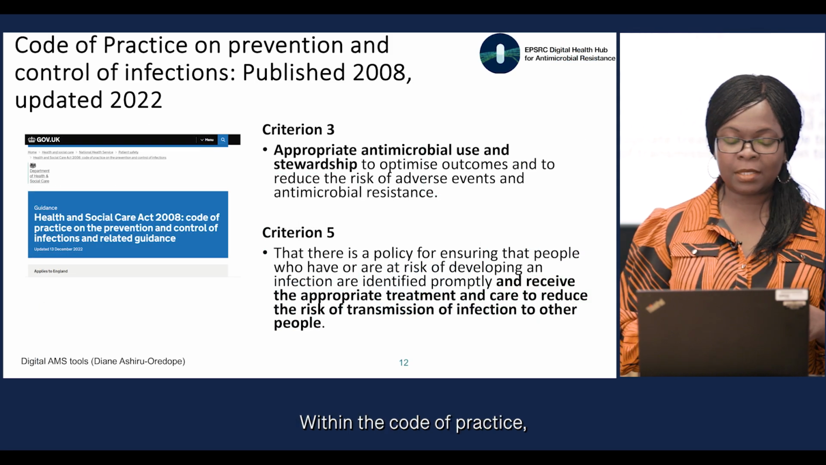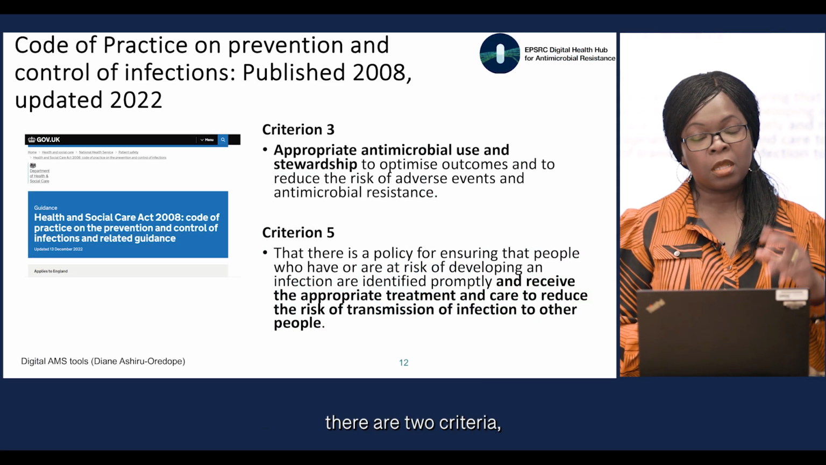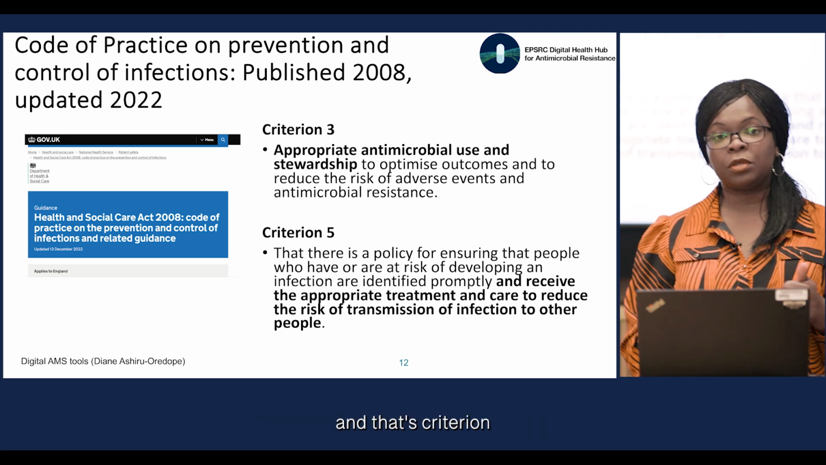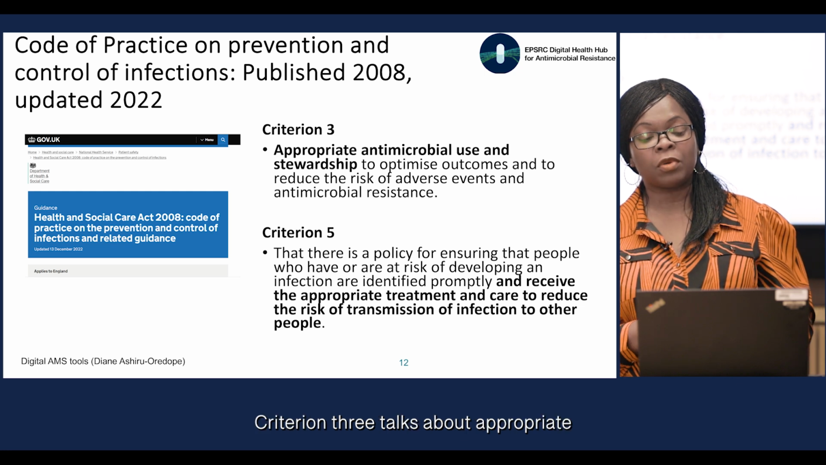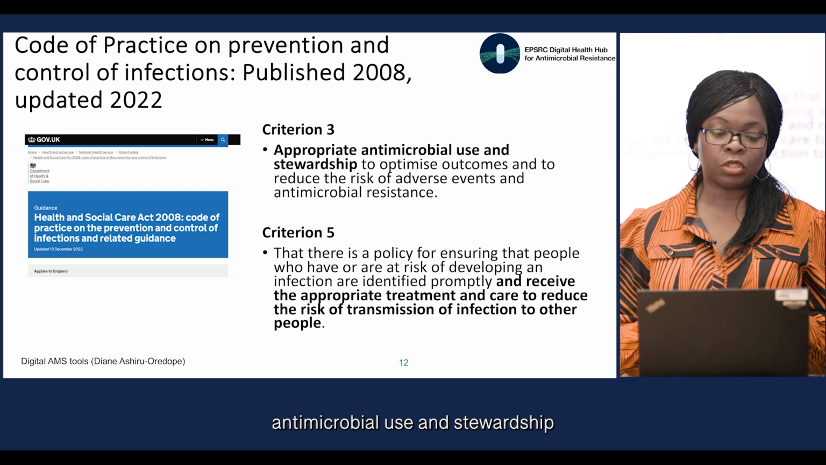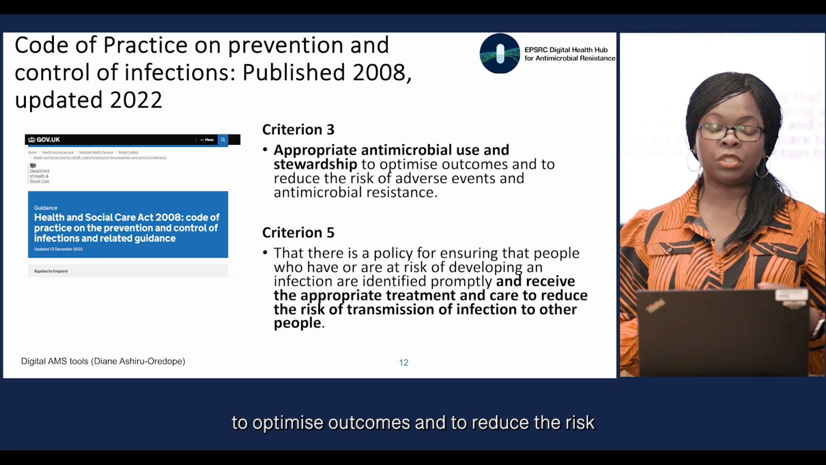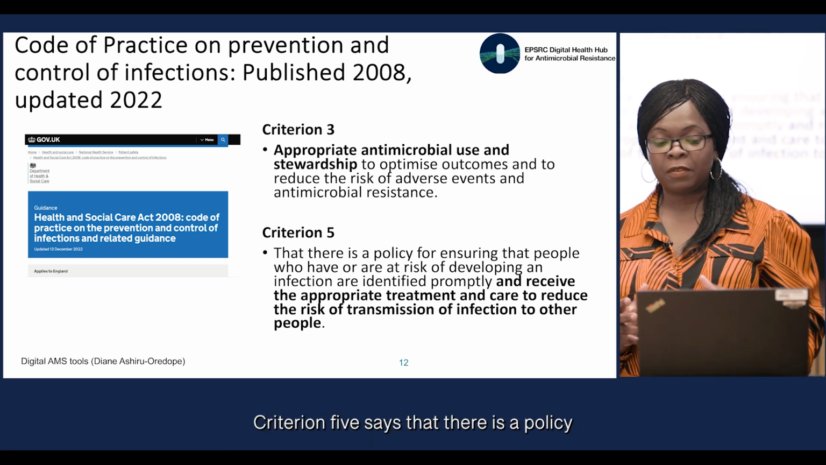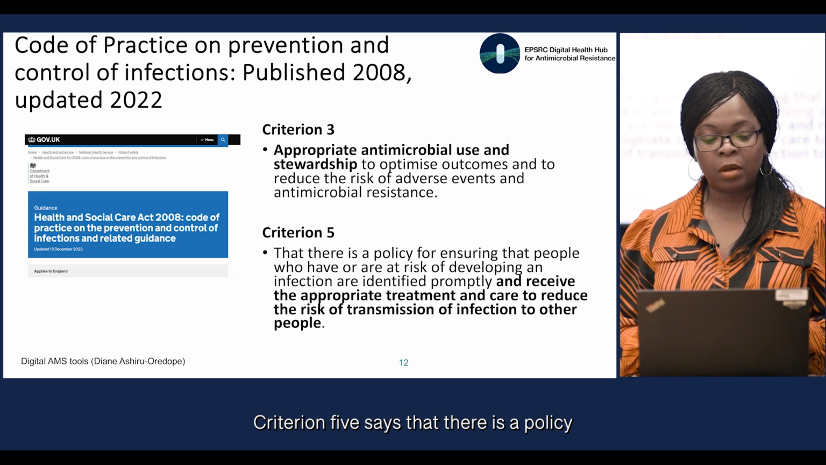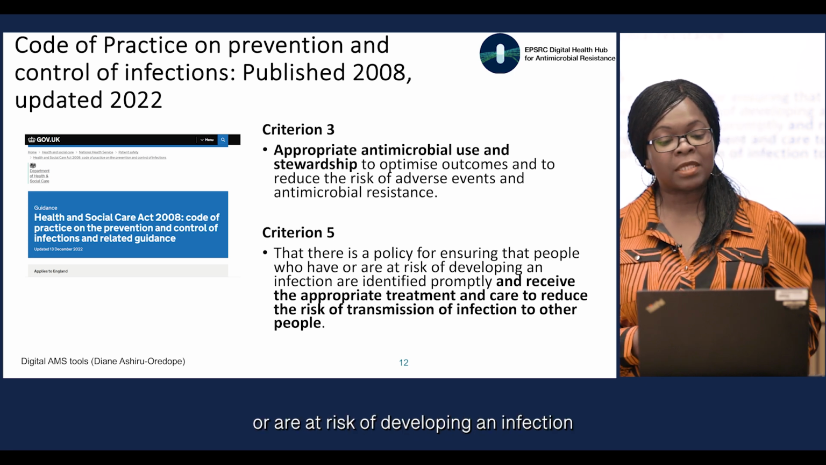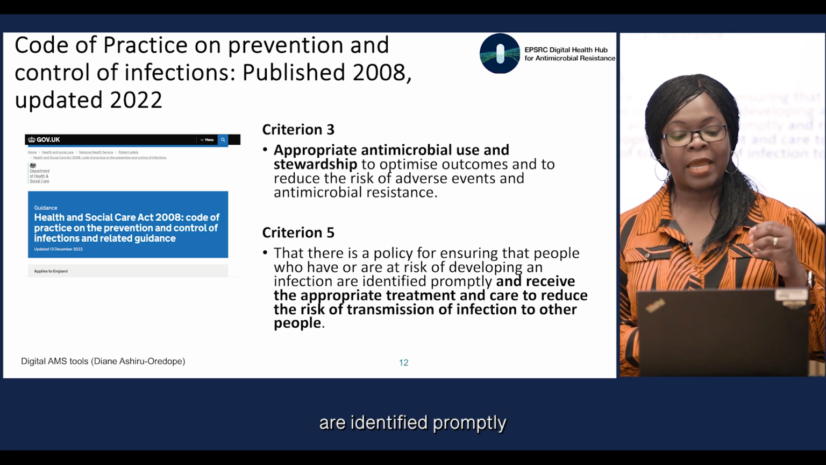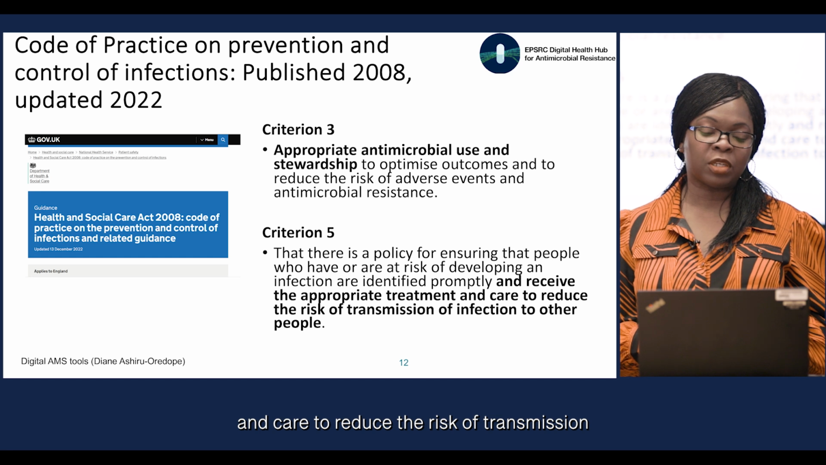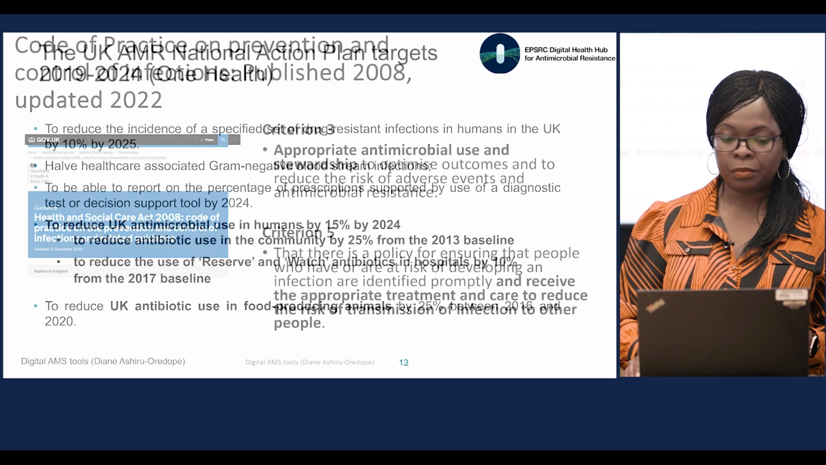Within the Code of Practice on prevention and control of infections, there are two criteria particularly that are focused around stewardship, and that's criterion 3 and criterion 5. Criterion 3 talks about appropriate antimicrobial use and stewardship to optimize outcomes and to reduce the risk of adverse events and antimicrobial resistance. Criterion 5 says that there is a policy for ensuring that people who have or are at risk of developing an infection are identified promptly and receive the appropriate treatment and care to reduce the risk of transmission of infection to other people.